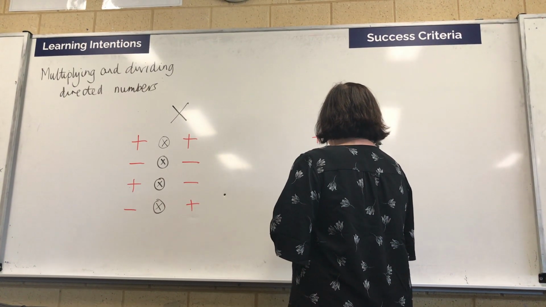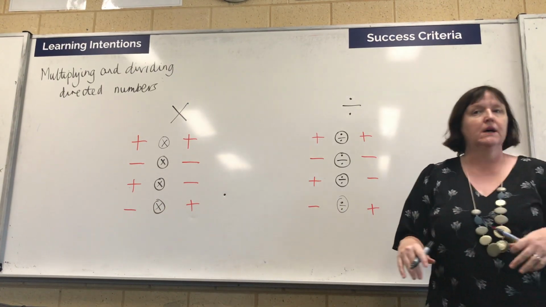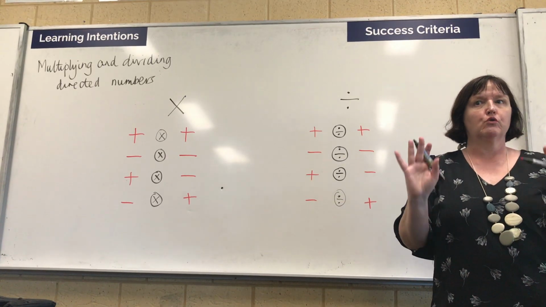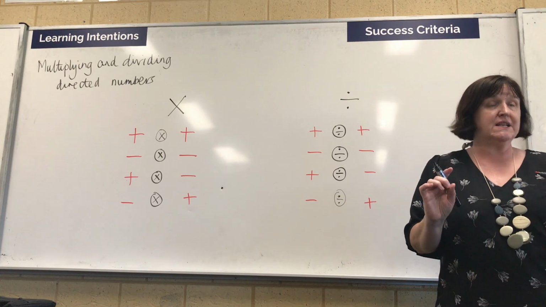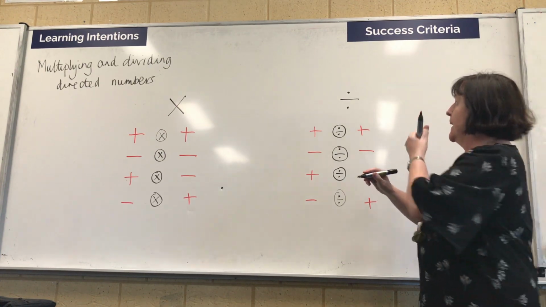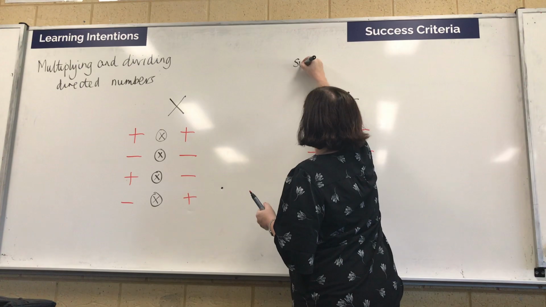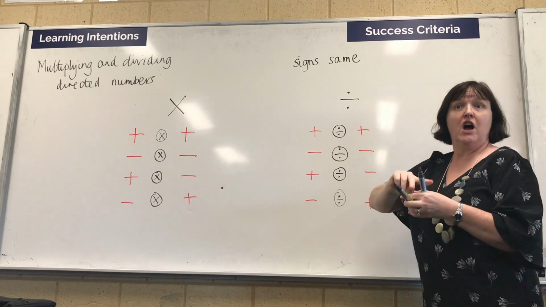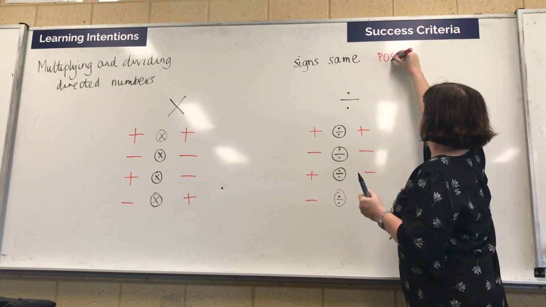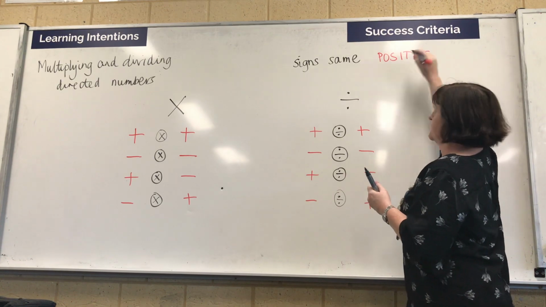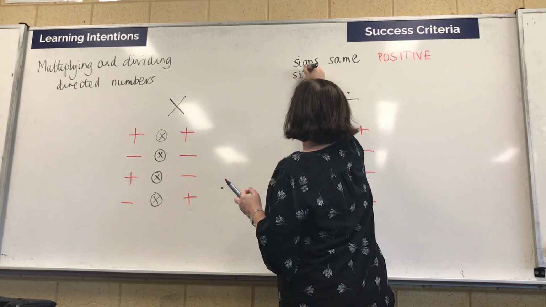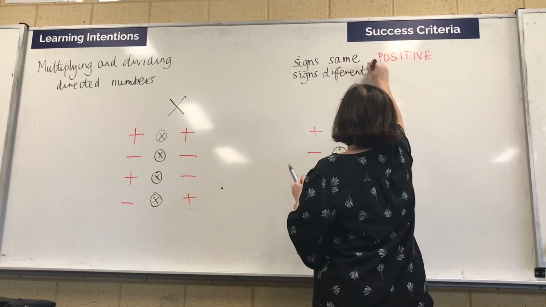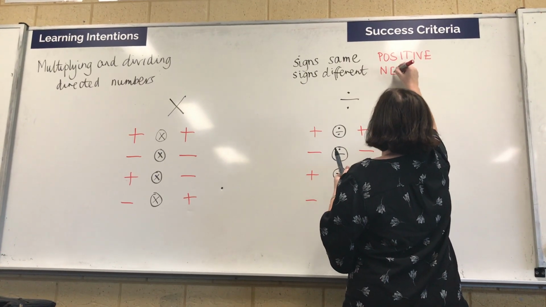Now, we are going to do some examples with actual numbers, but we are also now just going to look at the rules. So, there are 2 rules. Really simple, and they're the only 2 you need to learn. If the signs are the same, the answer is positive. If the signs are different, the answer is negative.